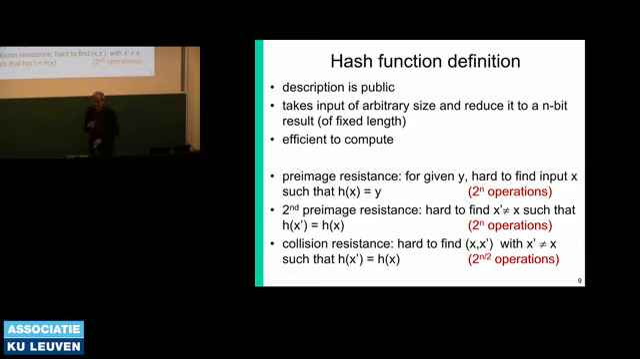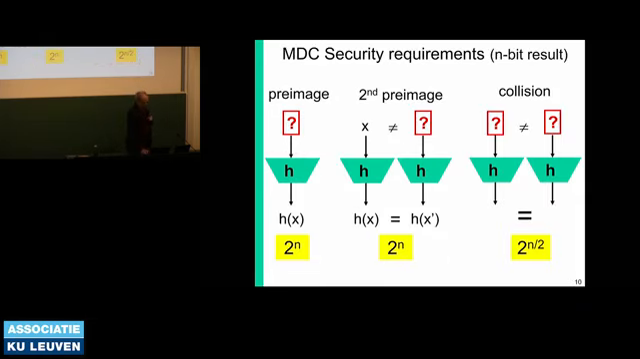So the properties of a hash are: the description is public, so there are no secrets. You can take an input of arbitrary size, or at least very large size, and it reduces it to a fixed length string. The length is between 128 bits today and 512 bits, and it's efficient to compute. But then it should have three properties. I think it's better to show them on the picture. So first, easy to compute, but you can't go backwards.